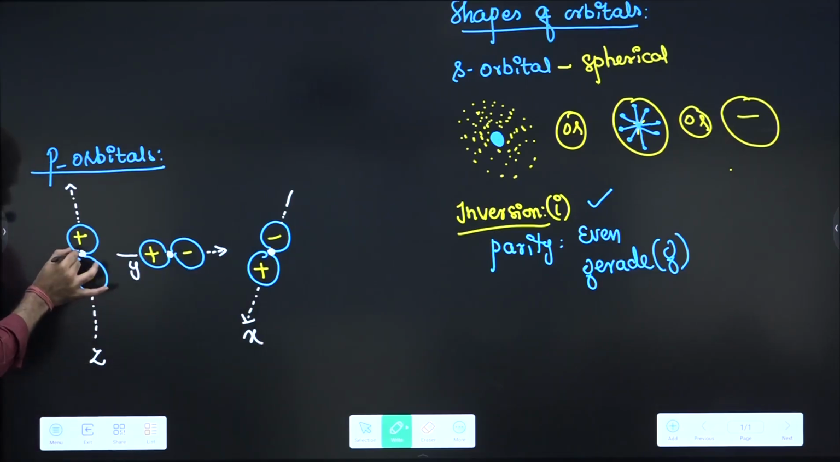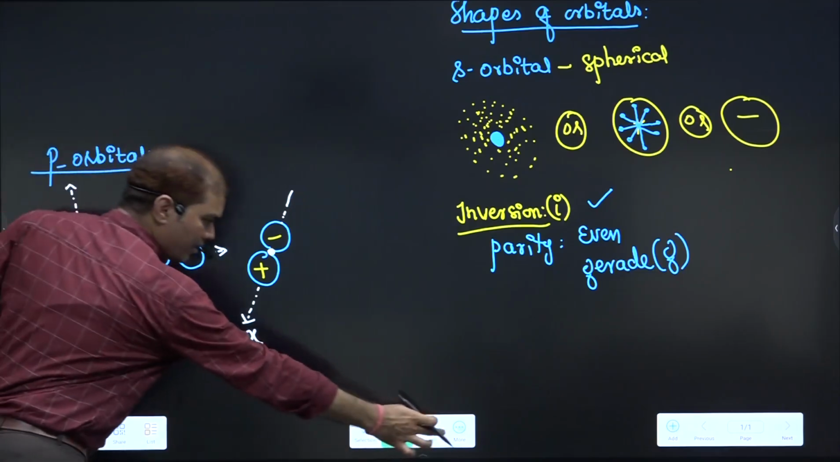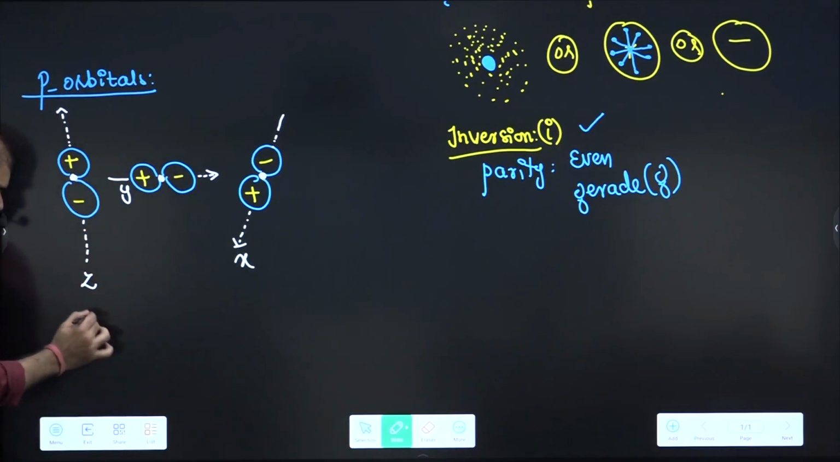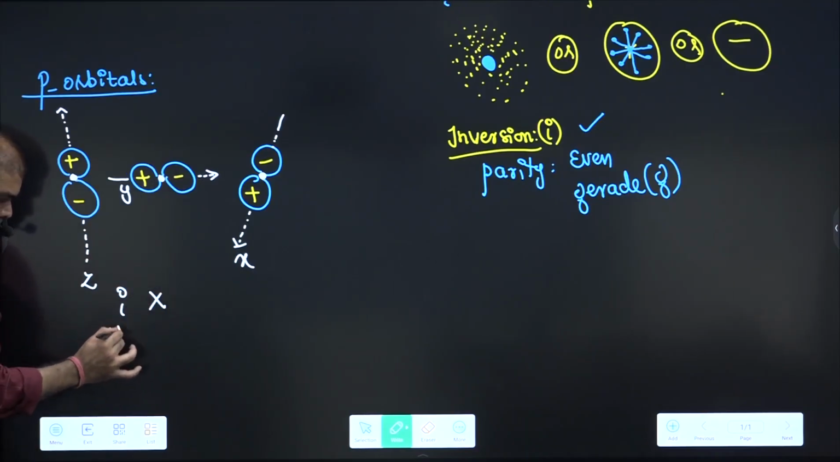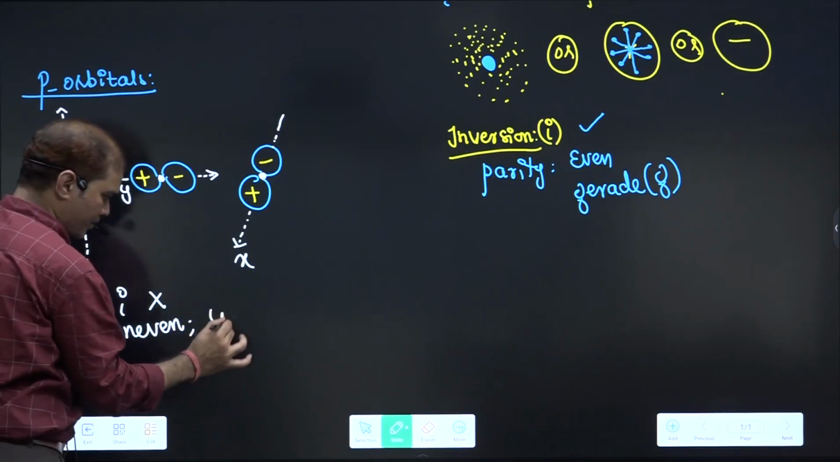Now starting from the center, if I draw a line, if it meets plus in the opposite direction at the same distance, is it meeting plus? No. So is inversion present? Absent. Inversion is absent for p orbitals. If inversion is absent, parity is uneven. If it is uneven, the symbol is U.